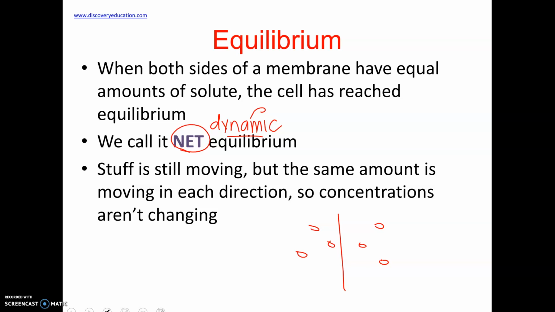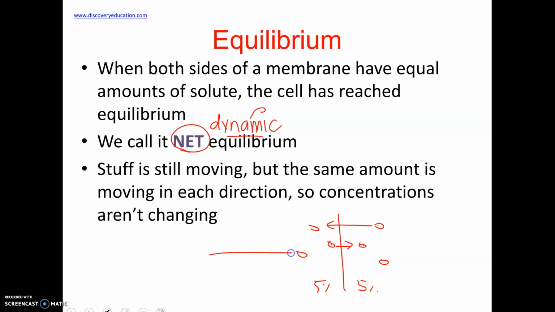But isn't it true that if they're spread out equally on each side, the chance of one going this way is kind of the same as the chance of one going this way? So the concentrations, if this is, let's say, 5% sugar and this is also 5%, are probably not going to change.